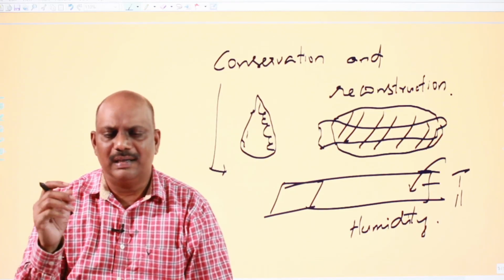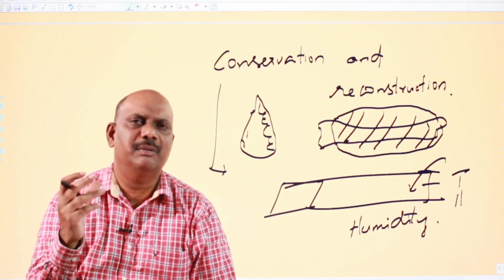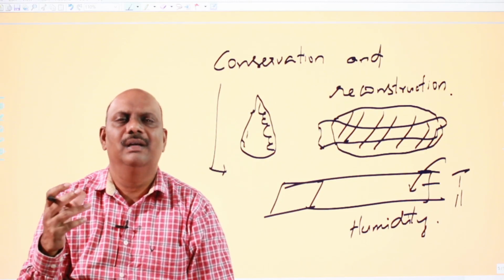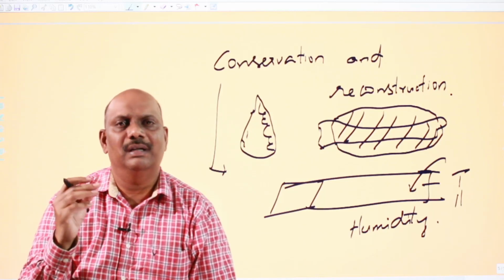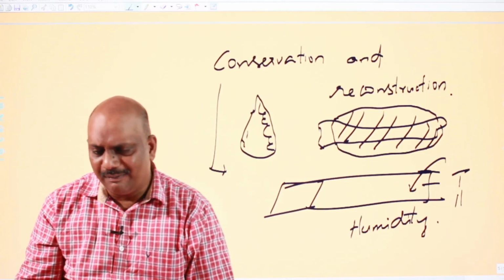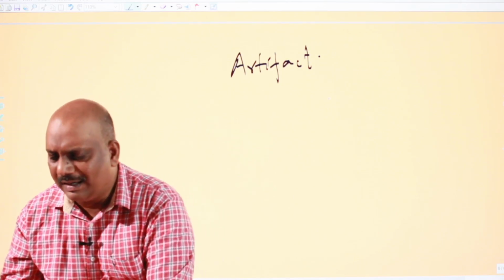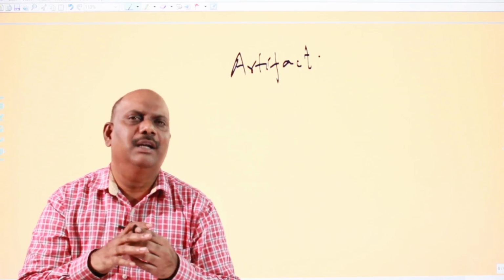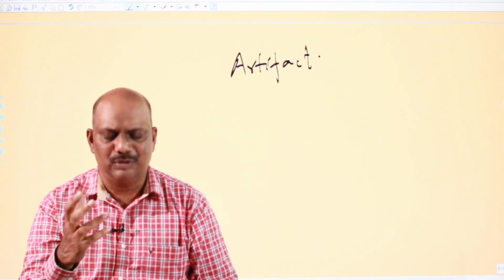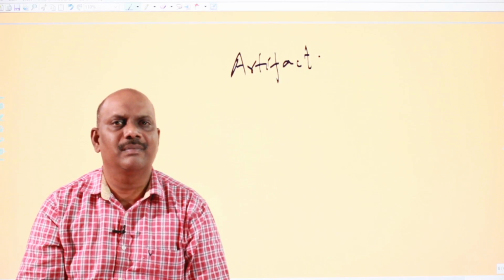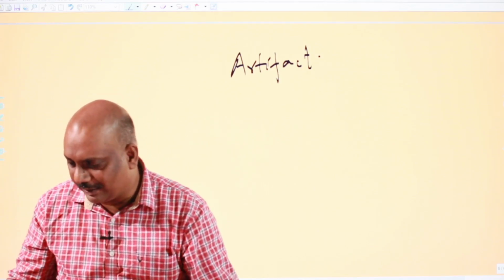Okay, fine. So conservation and reconstruction. Conservation sometimes may just involve cleaning and washing. Sometimes we need to do some chemical treatment, and sometimes we need to store this under a preserved condition for a very long time. Then what can we understand from this? By studying an artifact, one can know what techniques they might have used to make this tool. It may be a stone tool. How they might have used it, and for what purpose they have used it. All these things you can learn from an artifact.